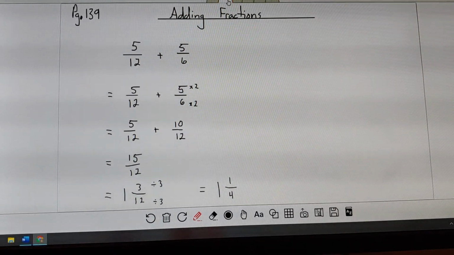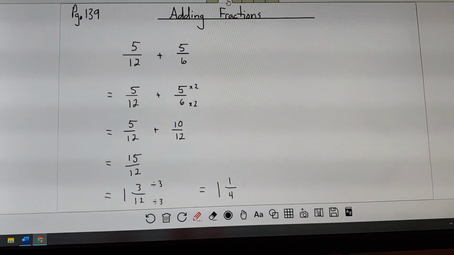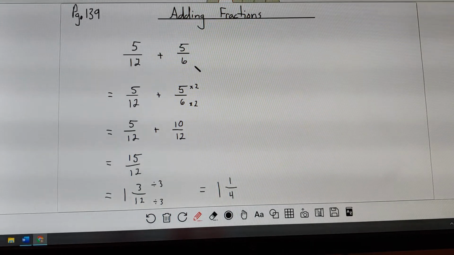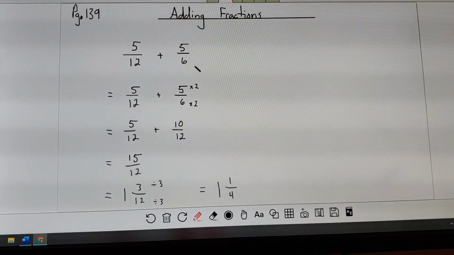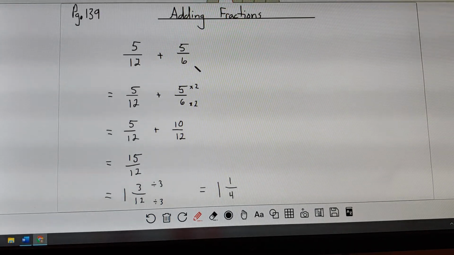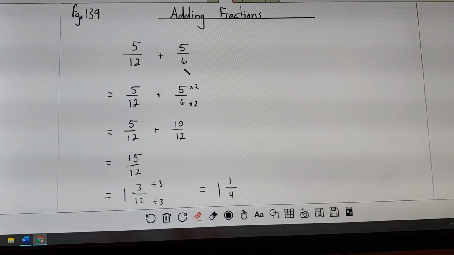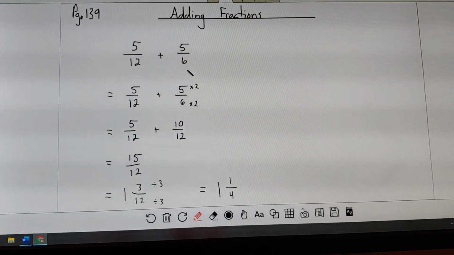Alrighty. So the next lesson, page 139, adding fractions. The first one we're going to try is 5/12 plus 5/6. Now, I was saying several times before, we can compare fractions, put them in order, add them or subtract them, we need, that's right, common denominators. Thank goodness you didn't have Dora asking you that one.